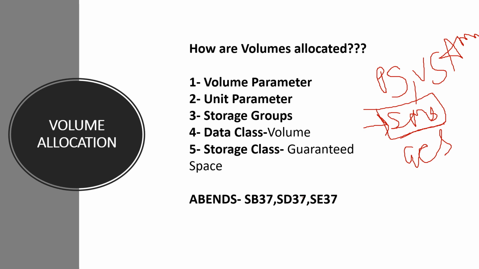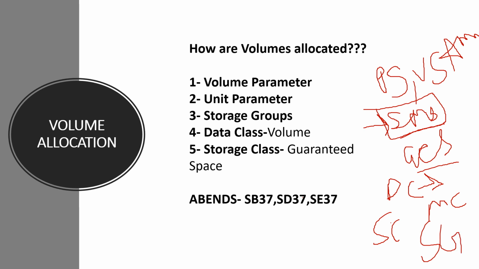In ACS routines, what happens when it is SMS managed? First, it will check the data class of the dataset, where you can see how many volumes this data class parameter has. Then the storage class will come into the picture, then again the management class, and at last the storage group. So these four will take care of assigning volumes to an SMS managed dataset.